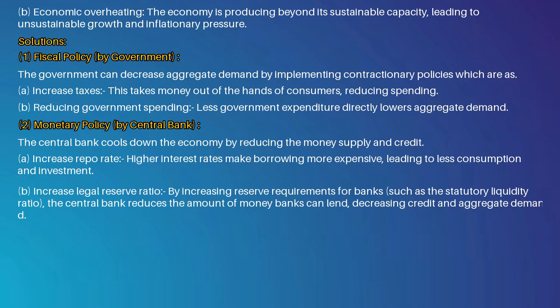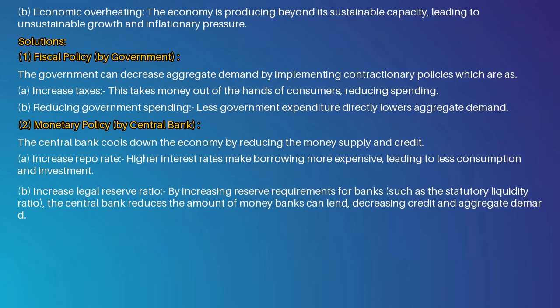Solutions. 1. Fiscal policy, by government. The government can decrease aggregate demand by implementing contractionary policies, which are: A. Increase taxes. This takes money out of the hands of consumers, reducing spending. B. Reducing government spending. Less government expenditure directly lowers aggregate demand.